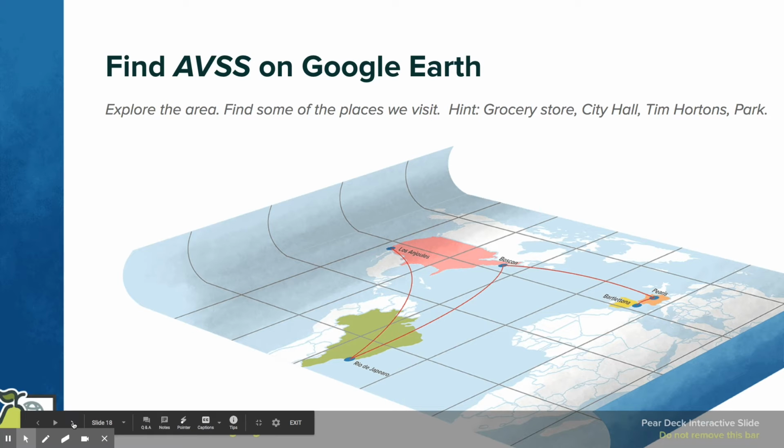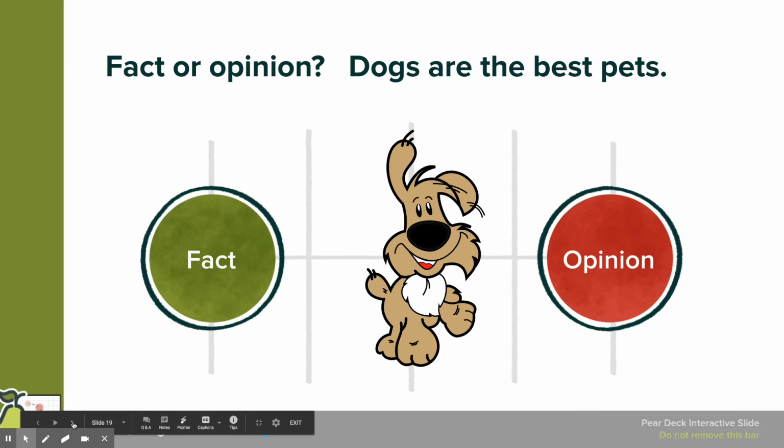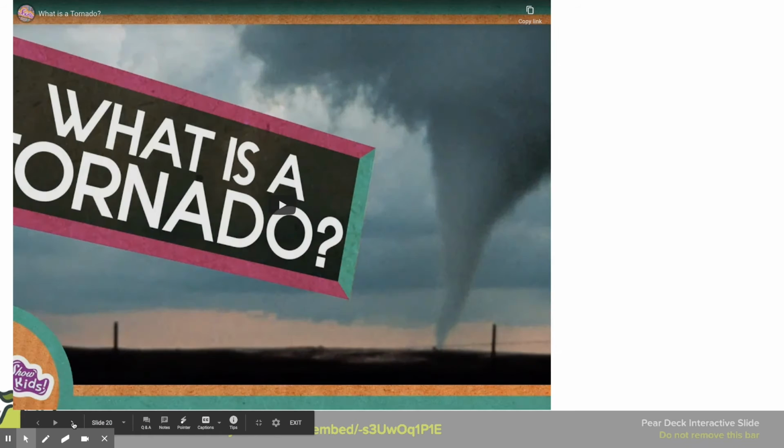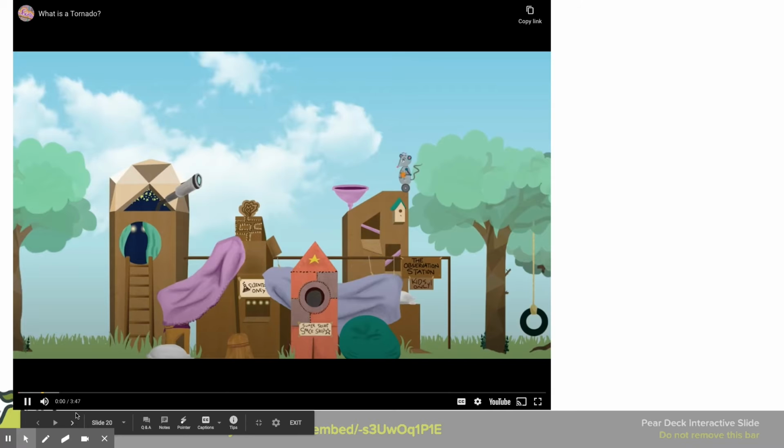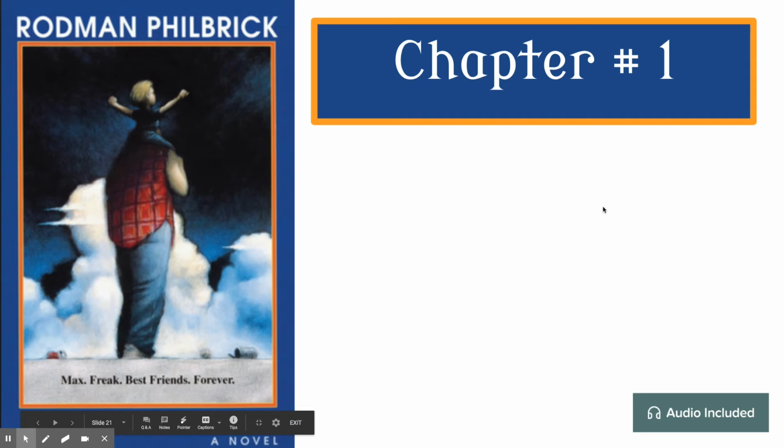This one would take them right away to Google Earth to find a location. All kinds of great things like that. You can also embed videos. And there are ways that you can include audio, or you can use the immersive reader.